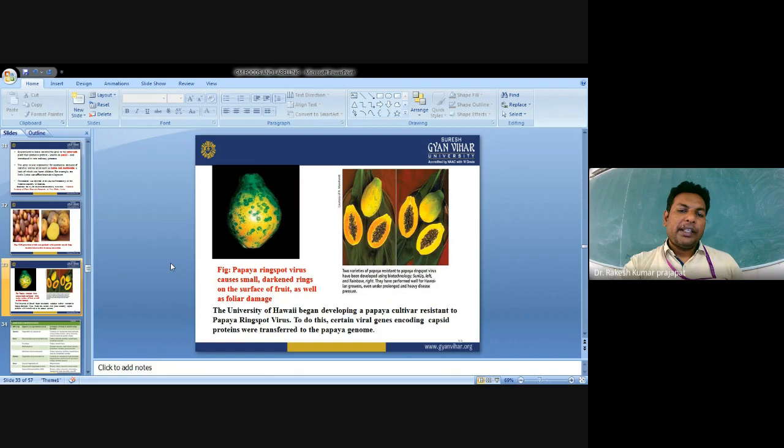This is a transgenic papaya resistant to ringspot virus, which causes dark rings on the surface of fruits as well as foliar damage. Two varieties of papaya resistant to papaya ringspot virus have been developed using biotechnology: SunUp and Rainbow. They perform well for Hawaii growers under prolonged and heavy disease pressure.